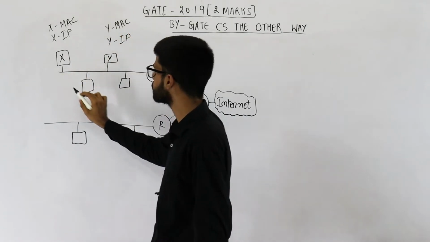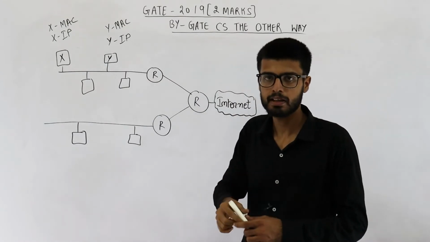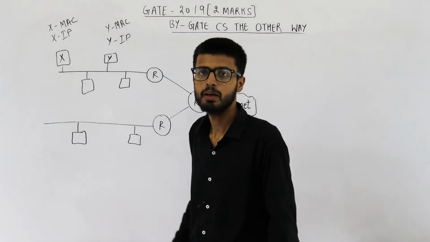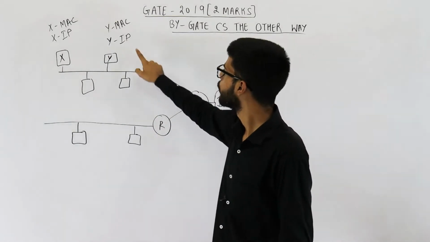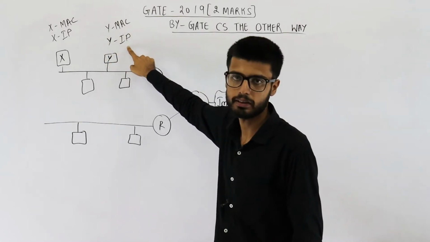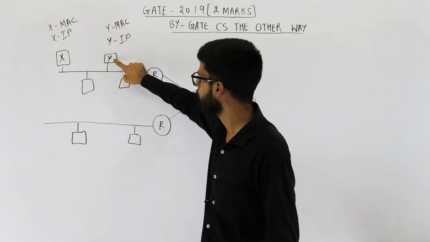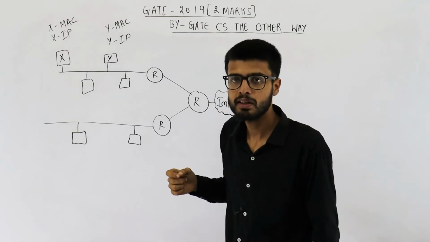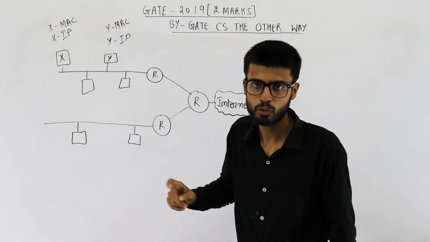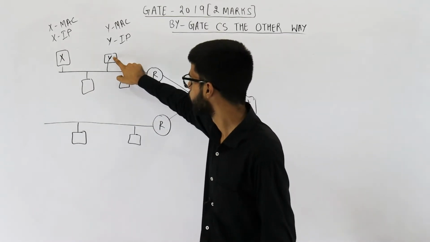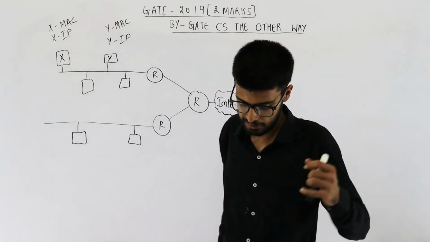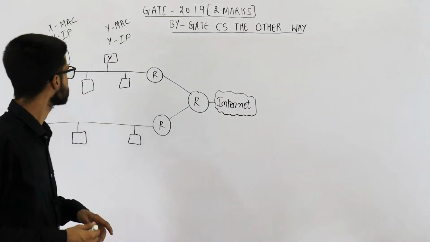Now all of the machines in this subnet will receive that message, the ARP request sent by X. But only the machine whose IP address is mentioned in that ARP request will reply. Now Y will also get that and Y will see someone is talking about my IP address. So Y will get to know that I have to reply with my MAC address. Y is going to send an ARP response. Let's look into a bit more detail.